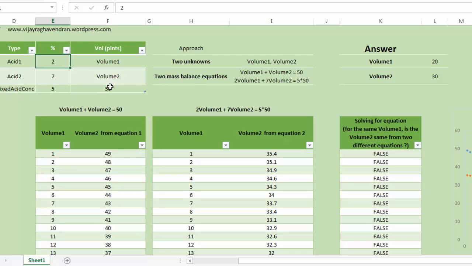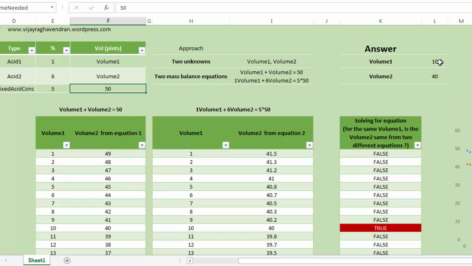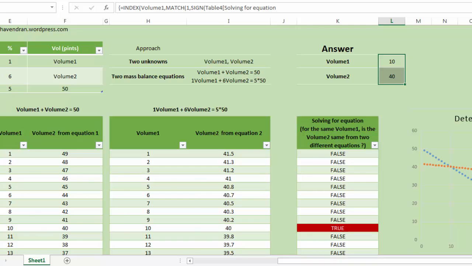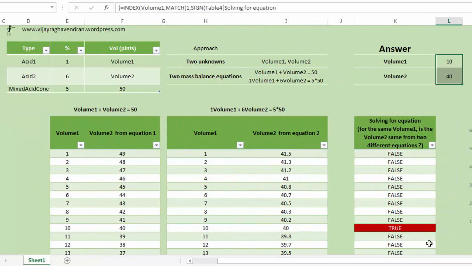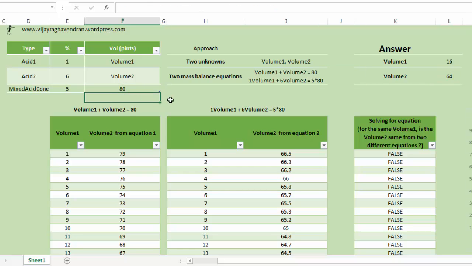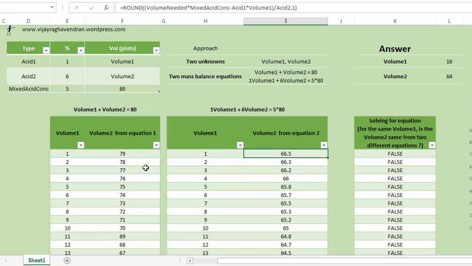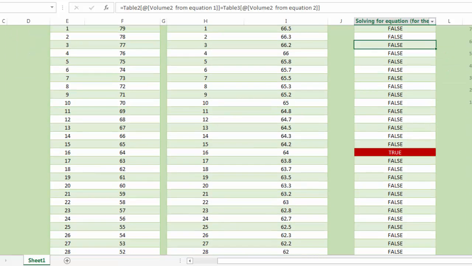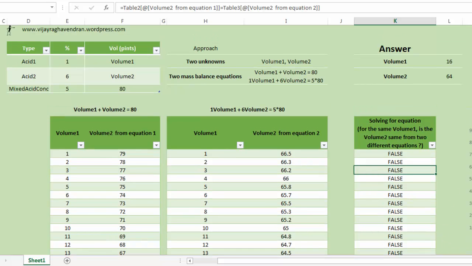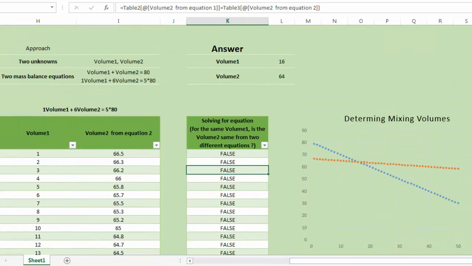So let's take some other concentrations. Let's take the acid 1 concentration as 1, and the acid 2 concentration as 6. You can see we get new volumes and a new set of straight lines here. What about if I change the total volume? Let's say the total volume is 80 milliliters now. You can see everything is updated automatically: the volume 2, the volume 1, and there's one place where they will be equal for the same volume 1, and the straight lines are also different because the slopes are different.